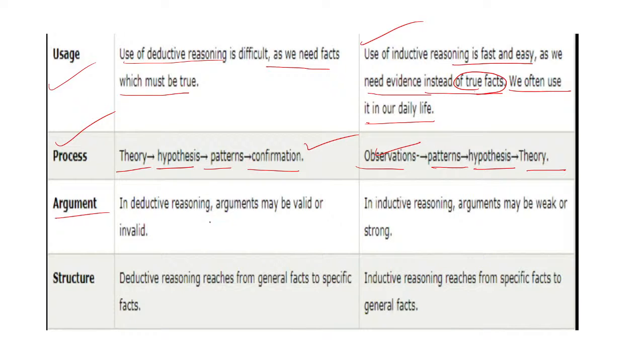Argument. In deductive reasoning, arguments may be valid or invalid. In inductive reasoning, arguments may be weak or strong. Okay, in the next session I will tell what is valid, invalid, weak, strong. For now, please remember this. Structure. Deductive reasoning reaches from general facts to specific facts. Inductive reasoning reaches from specific facts to general facts.